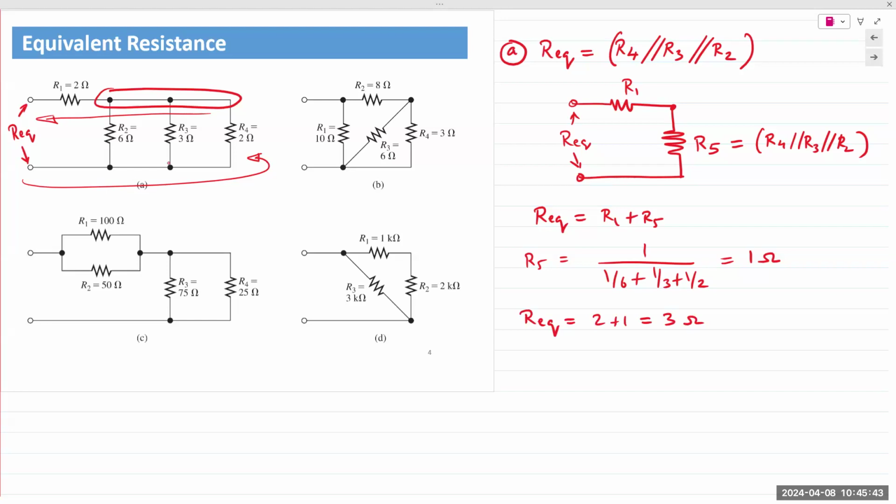All right, questions? How about example B? Any questions on A? Okay, how about B?